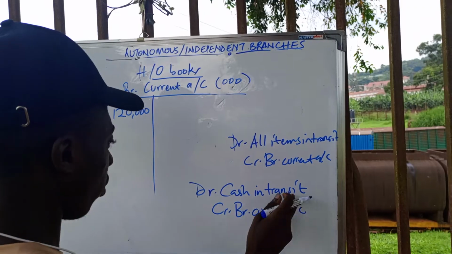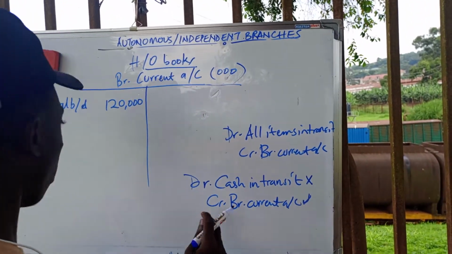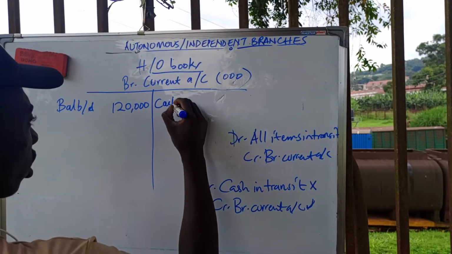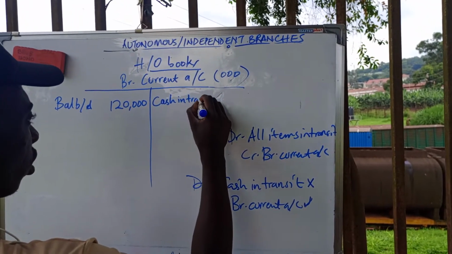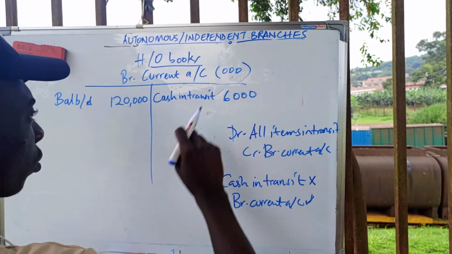So they haven't asked you for the cash in transit account, but this one is asked. So you ignore this and pass this entry. I'm supposed to be crediting branch current account with cash in transit, in the transit of 6 million. So that is 6,000. We reduce the zeros, of course.